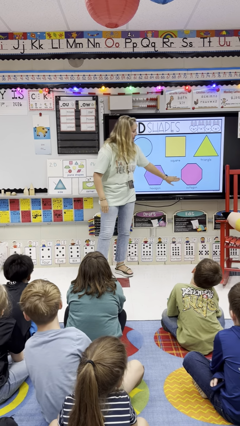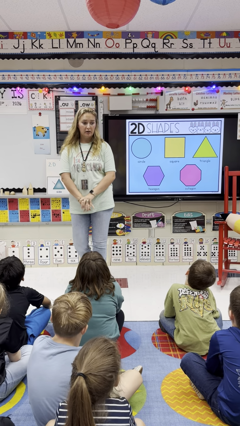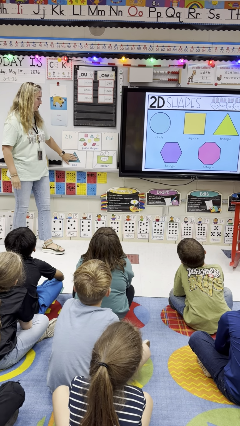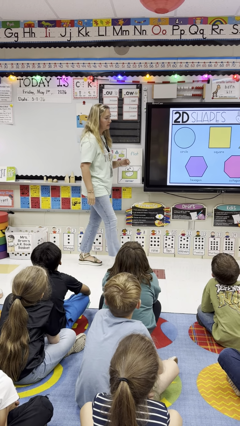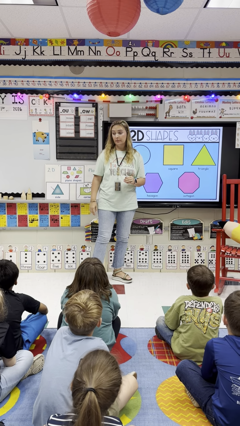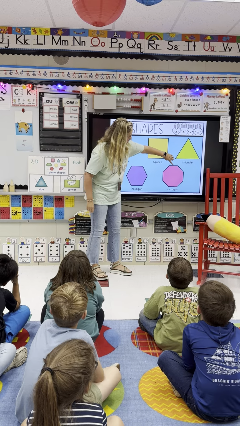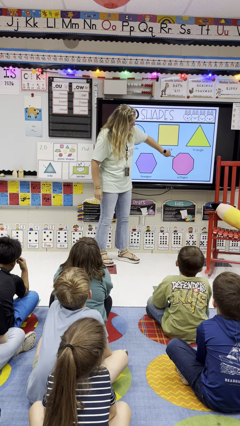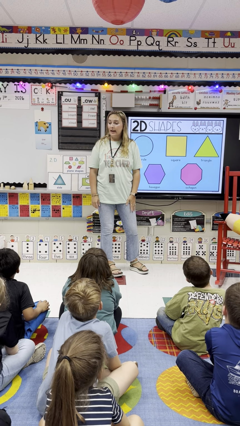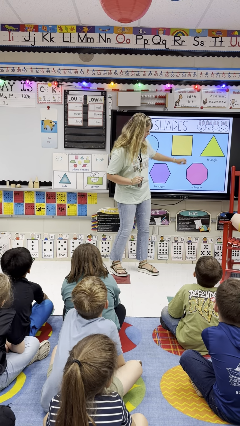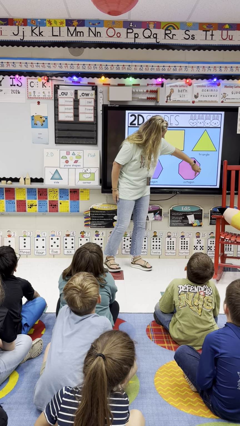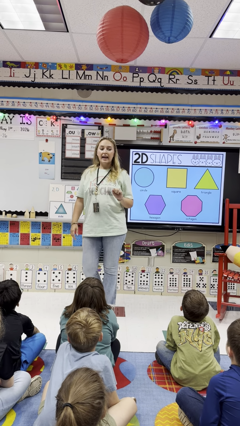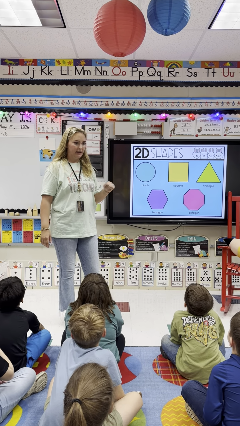Now look at the last one, octagon. Say that word. Octagon. This is one we don't see as much. It's not on the original poster that we looked at the other day. So this one is new for us. Let's count its attributes together. Let's do sides first. 1, 2, 3, 4, 5, 6, 7, 8. So an octagon has 8 sides. Let's count its angles. 1, 2, 3, 4, 5, 6, 7, 8. So 8 sides and 8 angles. That's what makes it an octagon.